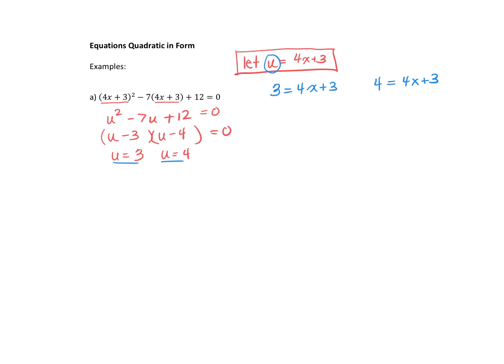This will give me 4x equals 0, so x is 0. This one will give me 4x equals 1, so x is 1/4. So our two solutions are 0 and 1/4.